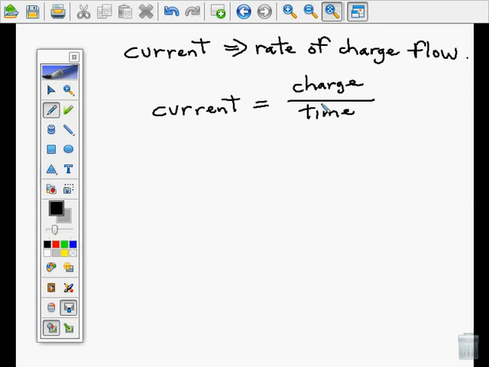If you wanted to write the formula out in symbols, the symbol for time is T, the symbol for charge is a Q, but the symbol for current is kind of a weird one. It's I. Alright? I equals Q over T.